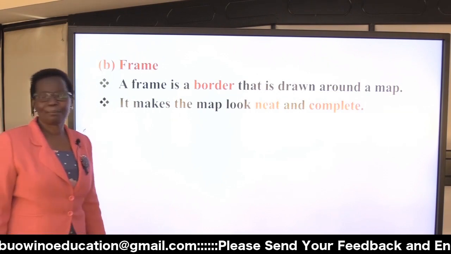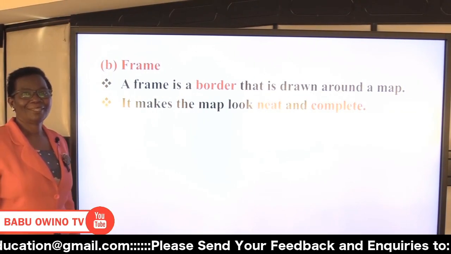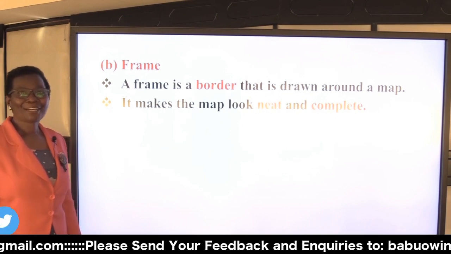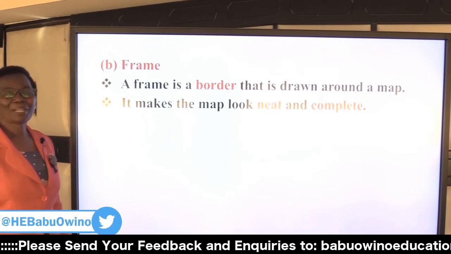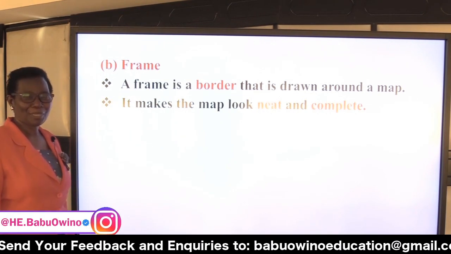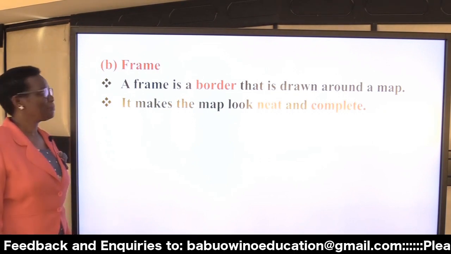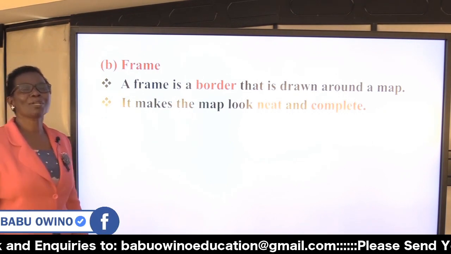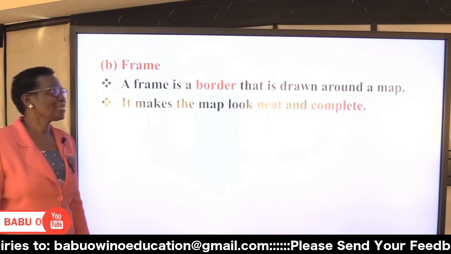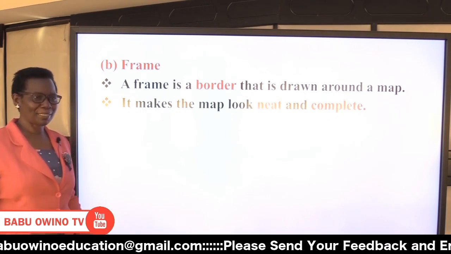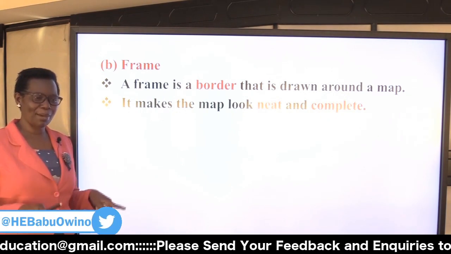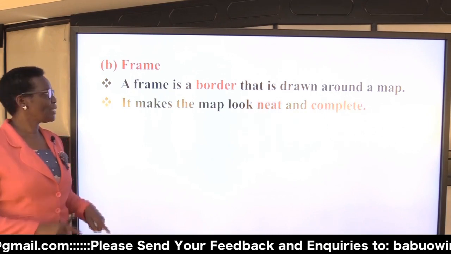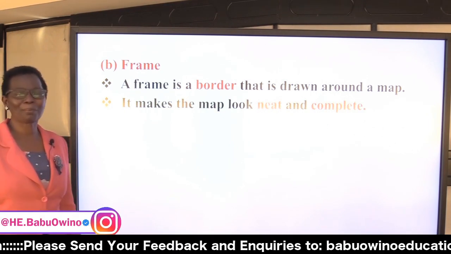Let's look at the frame. Dear learner, the frame is another element of a map. So when we are talking about a frame, we are talking about a border that is drawn around a map. There is always a border that is drawn around a map.